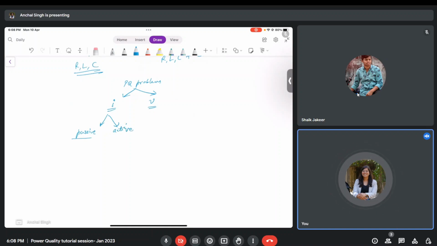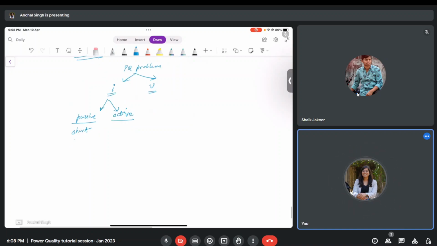An example of a passive compensator is a shunt connected capacitor, or an example of an active one is a D-STATCOM. D-STATCOM is connected in shunt with our system, and it takes care of the current based power quality problems. Similarly, for voltage based power quality problems, we can have again the same classification, passive and active.